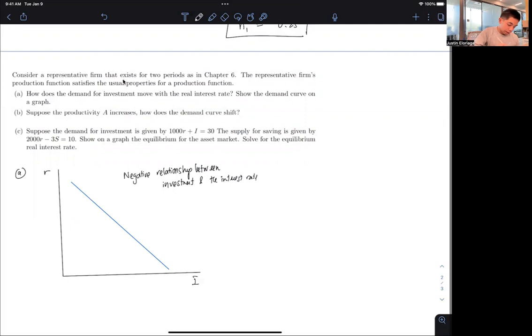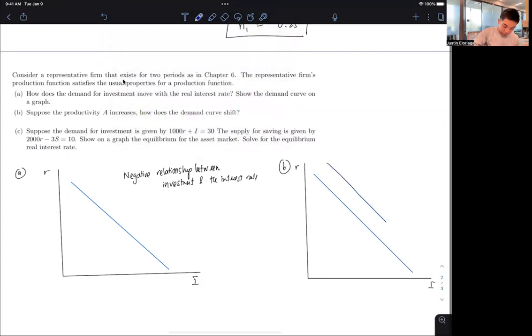For letter B, it's similar to the letter A question. How does an increase in productivity impact the graph, the demand for investments? And of course, as you would expect, it would shift it out simply because of the productivity gains. So if this was the initial curve here in blue, what we would notice is if A increases, we would shift out in this direction, right? So there will be a shift from that curve to that curve because the demand curve shifts because of the increase in productivity.